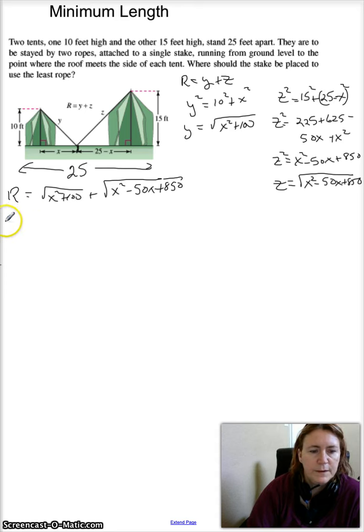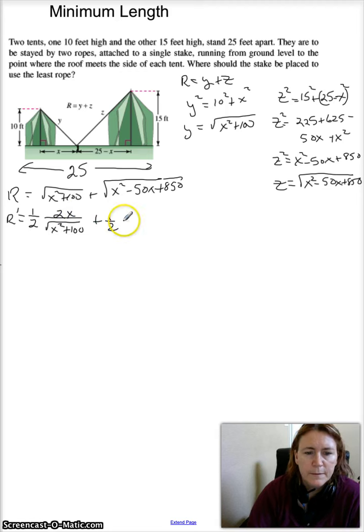Let's just go on from there. Let's get through this derivative because this is going to be ugly. R prime is, take a deep breath, 1/2 times one over the square root of x squared plus 100 on the denominator. The derivative of the inside is 2x, plus 1/2. We're going to do the same thing here. Square root of x squared minus 50x plus 850. The derivative of the inside is 2x minus 50.